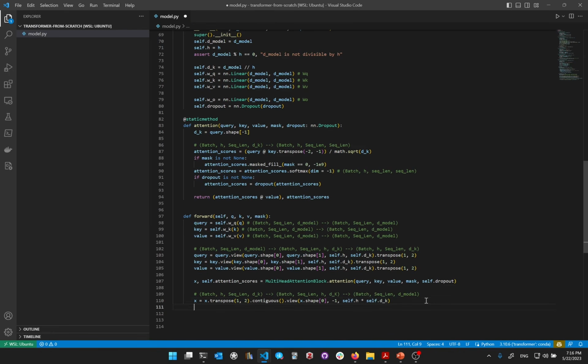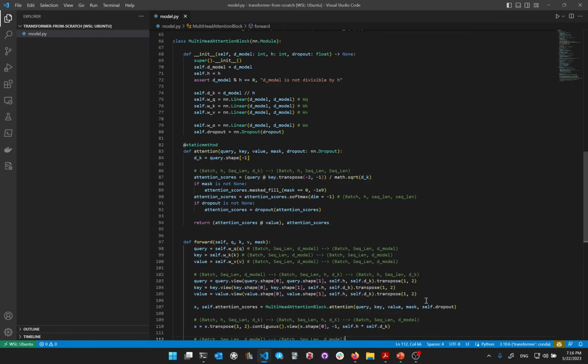Okay, and finally we multiply this x by W_O, which is our output matrix. This will give us, we go from batch to, and this is our multi-head attention block.